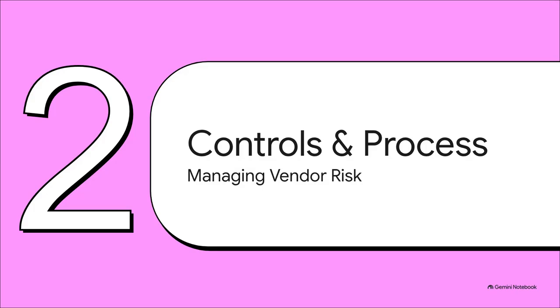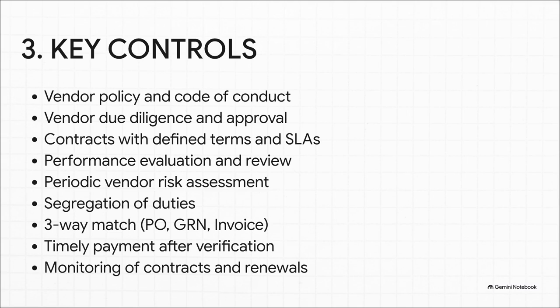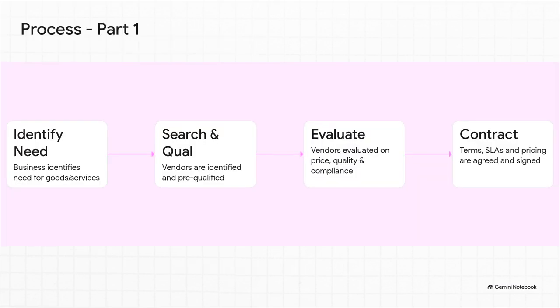Part 2. Controls and Management Process. So, how do we prevent those nightmares? Well, we rely on key controls. It all starts with solid due diligence and really tight contracts with crystal clear SLAs. But the true heavy lifters here? Segregation of duties, making sure the person who buys isn't the exact same person who pays, and the 3-way match, where we rigorously align the purchase order, the goods received note, and the invoice before a single dime ever leaves the company.